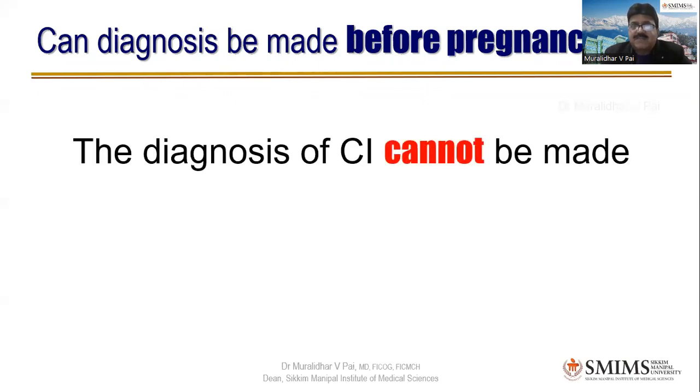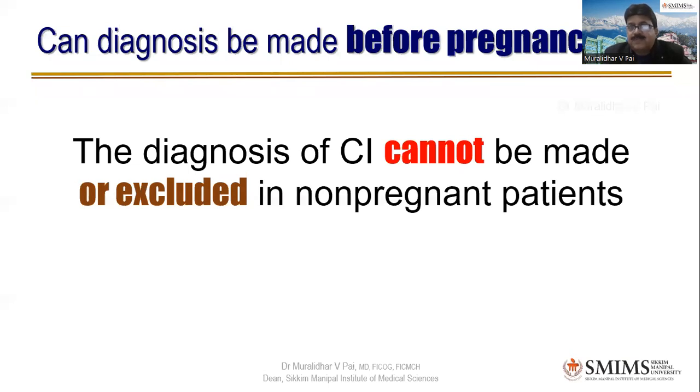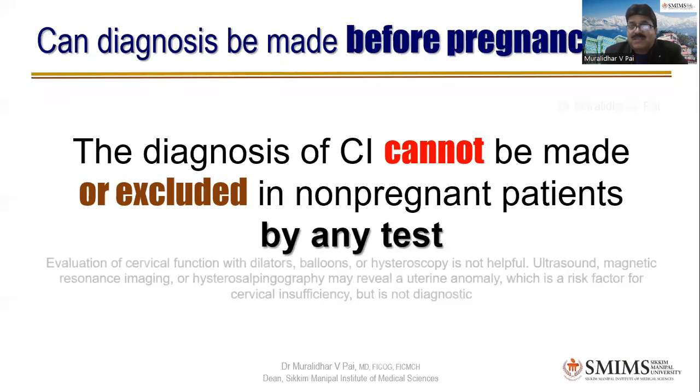The diagnosis of cervical insufficiency cannot be made. See, I'm highlighting this word, cannot be made or excluded in non-pregnant patients. So forget it. You don't have to remember at all. By any test, the 3 tests which I mentioned, let me repeat here. Evaluation of cervical function with dilators, that is straight away able to pass 8 number Hegar dilator. Don't ever try that. It can cause very bad vasovagal attack and patient can even die also. Or hysteroscopy is not helpful.